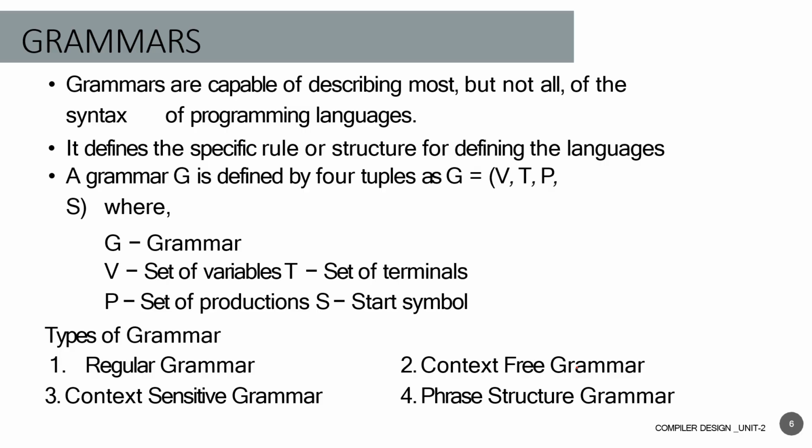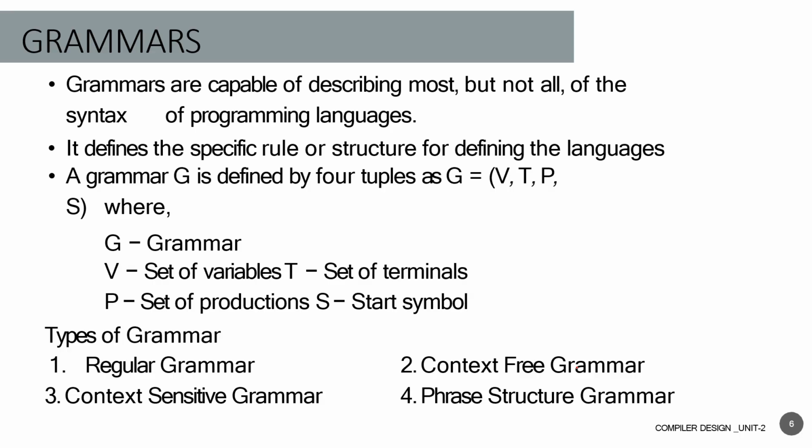Next one is grammar. What is grammar? Grammars are capable of describing most but not all of the syntax of the programming language. It defines specific rules or structure for defining the languages. Normally, the grammar is defined by four tuples, that is G = (V, T, P, S).